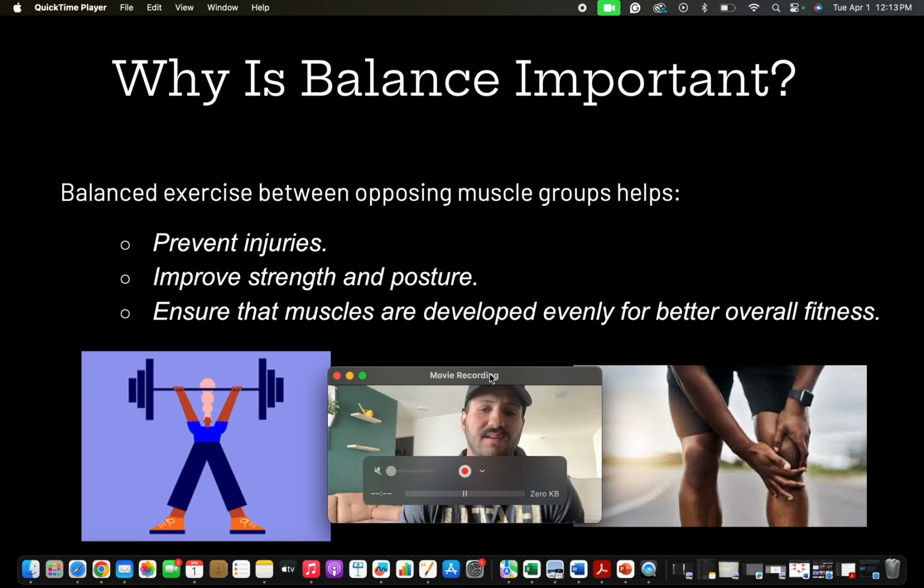So antagonist and agonist exercises are important because they prevent injuries, they improve your strength and posture, and they ensure that these muscles are developed evenly for better overall fitness. You'll need to work out all of these muscles just so that you can benefit from all of these things listed here.